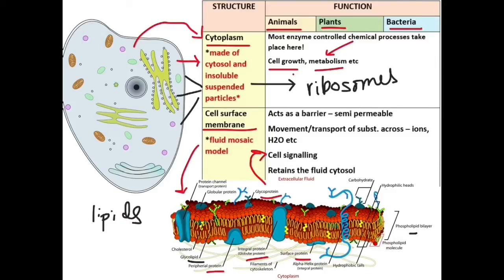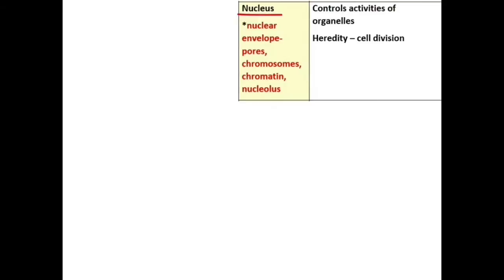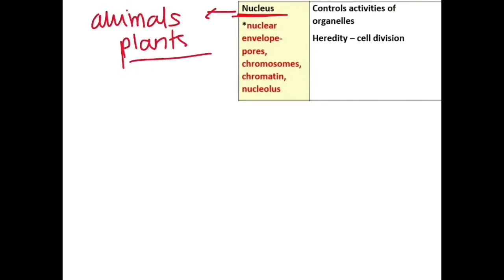These glycolipids and glycoproteins, together known as glycocalyx, function as receptor sites for chemical signals, cell recognition, and binding cells to form tissues. These filaments of cytoskeleton help organize and maintain cell shape. They also anchor organelles together. Next, the nucleus is present in animals and plants.